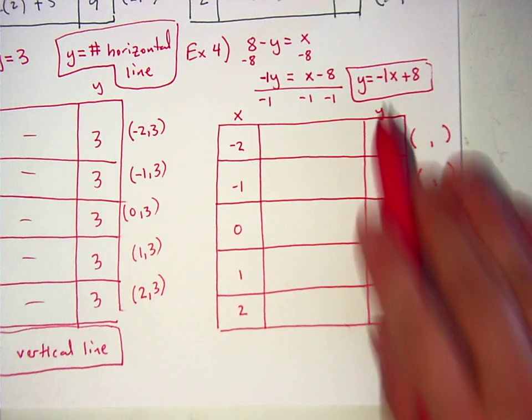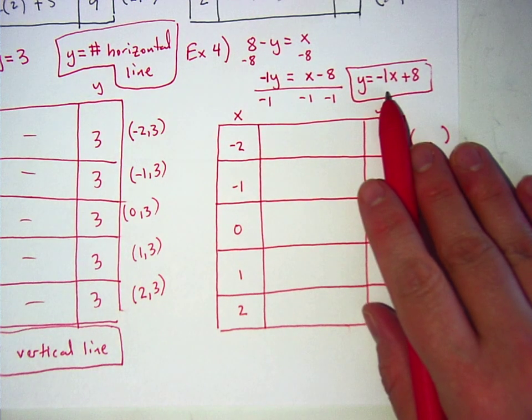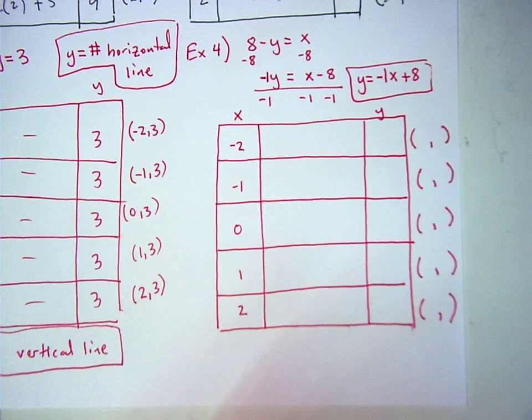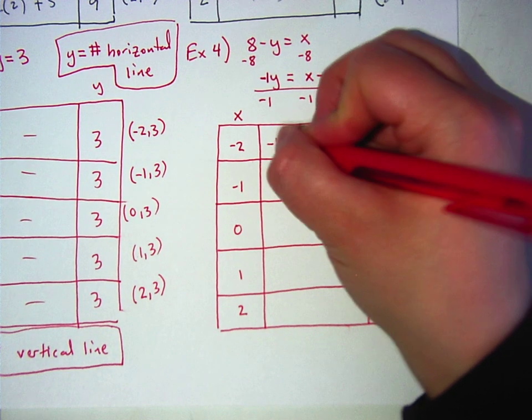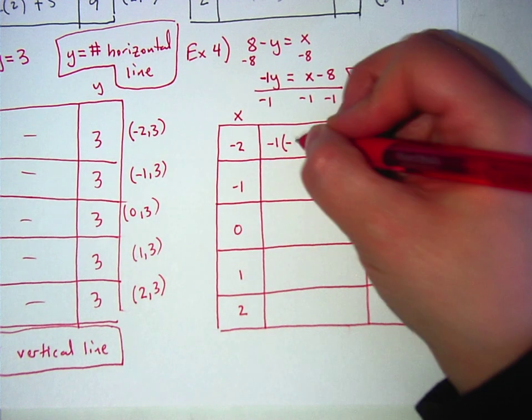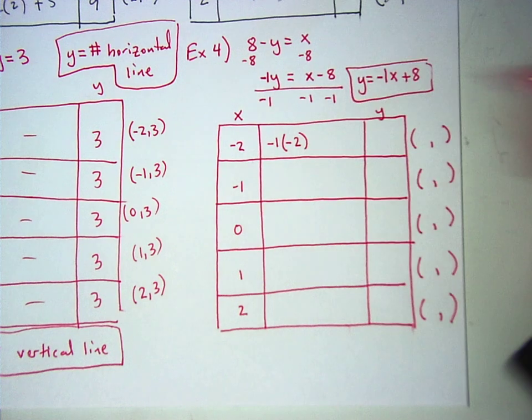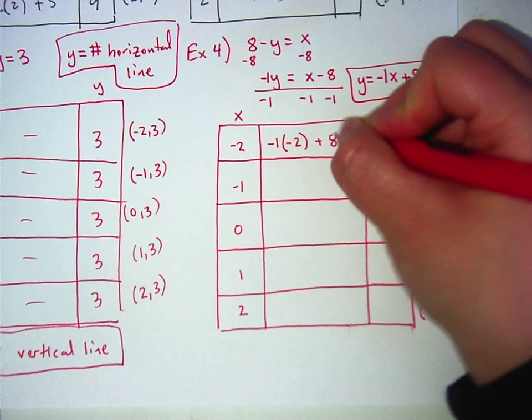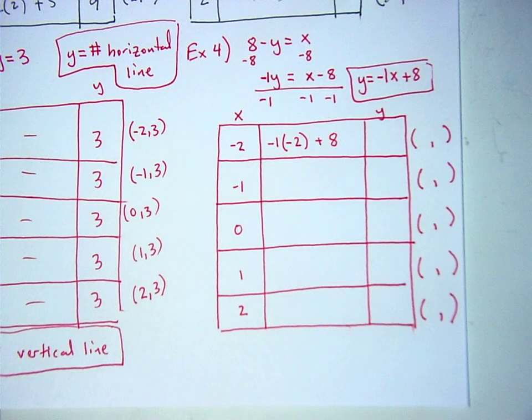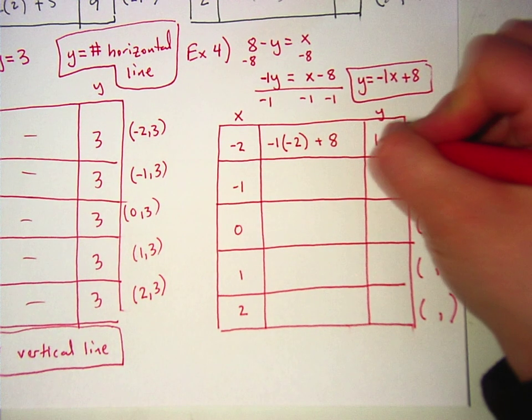Now remember, I'm going to use my new equation that I just created. And even though it just says negative next to it, remember that's a negative times a negative plus a number. What's a -1 times a -2? 2 plus 8 is 10.